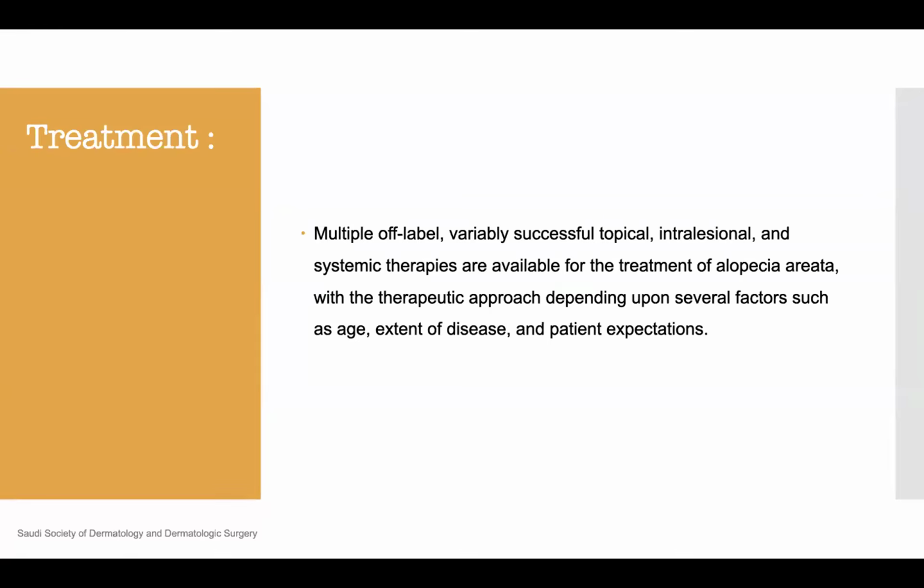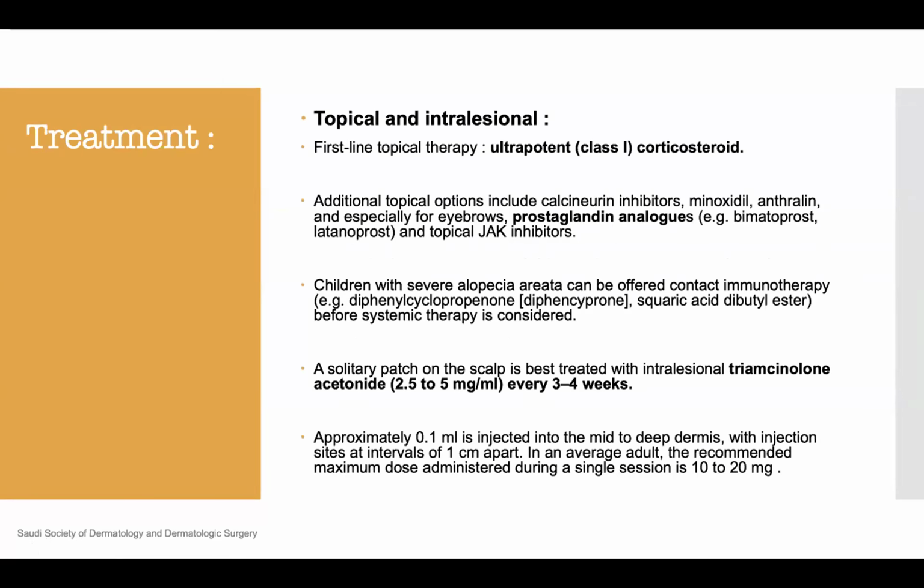Treatment. There are multiple off-label and FDA-approved successful topical, intralesional, and systemic therapies. The therapy depends on the age, extent of disease, and patient expectation. To start with topical and intralesional, first-line topical therapy is ultra-potent class 1 corticosteroid. Other topicals can be used, such as prostaglandin analogs, especially in the eyelashes and eyebrows.